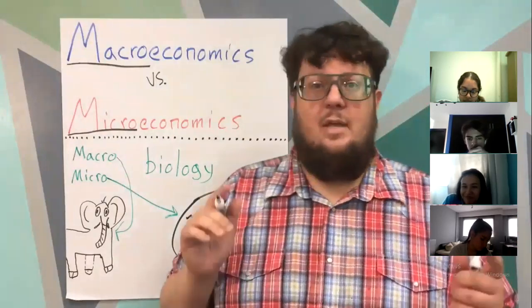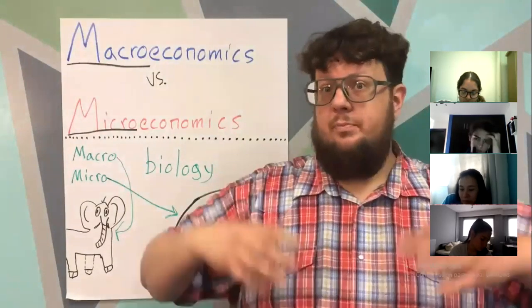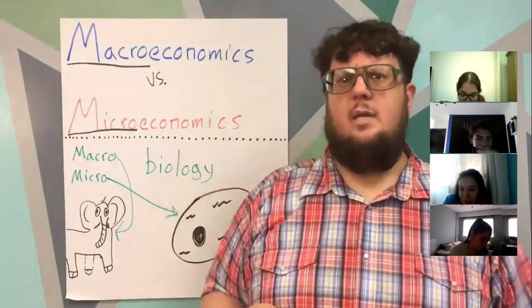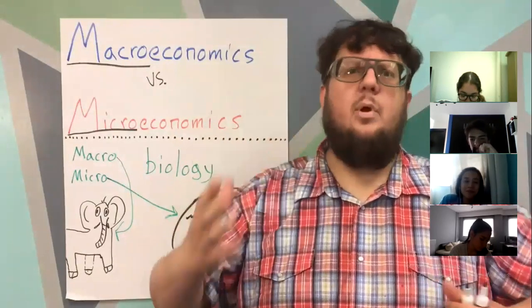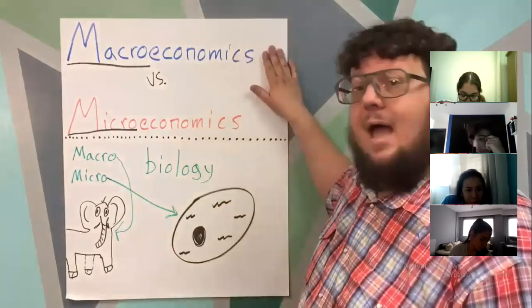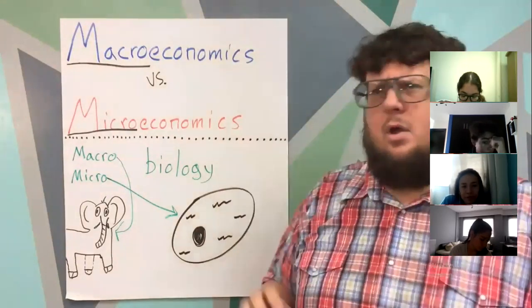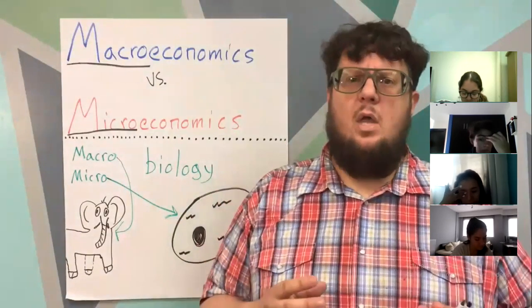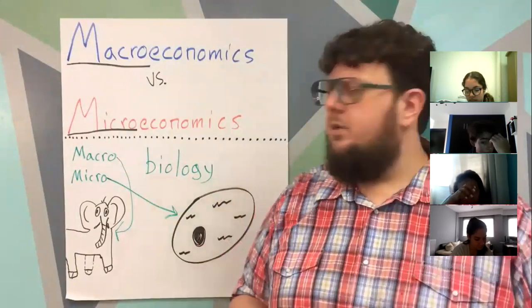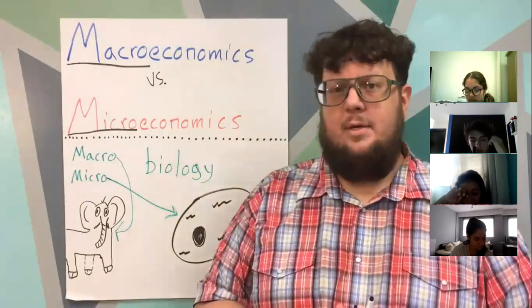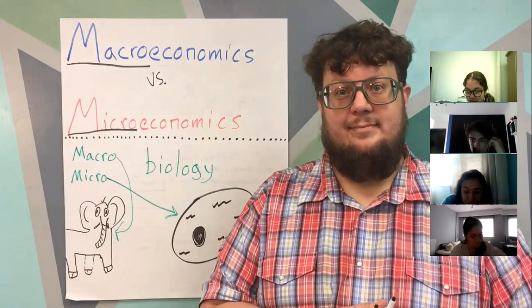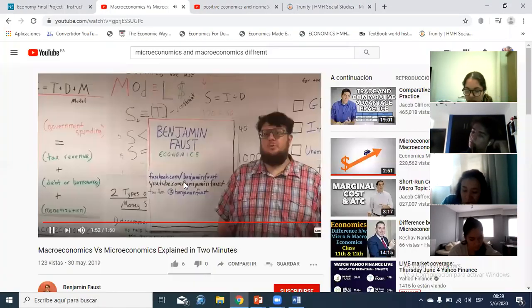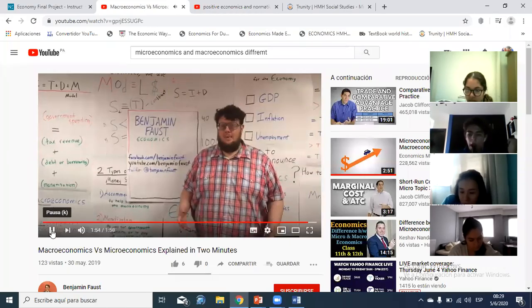So when you relate it back to the economy, if you're talking about a country problem like a country's GDP or trade patterns between countries or what the unemployment rate is doing, you're talking about macroeconomics. If you're talking about decisions that firms or businesses or individuals have to make, or specific markets, you're talking about microeconomics. There you go. My name is Benjamin Faust and I love learning. I hope you do too, and if you enjoy learning about economics.